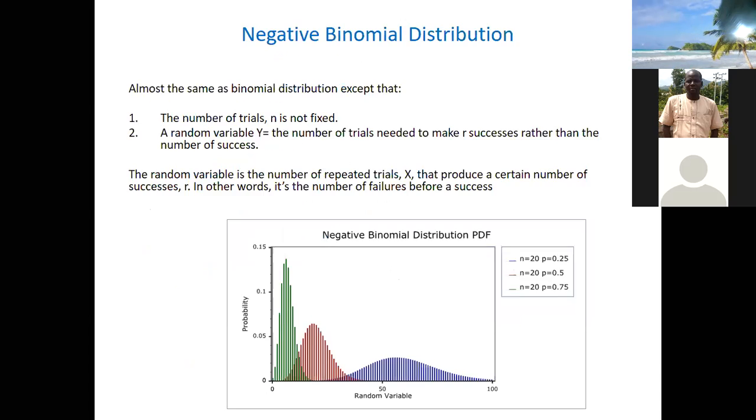Look at the shape. Then negative binomial distribution. You see why the word negative is coming. It is almost the same thing as binomial distribution, but the number of trials n is not fixed. In binomial, the number of trials is fixed. But here, the number of trials is not fixed.